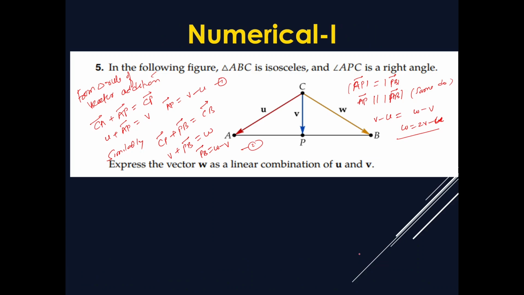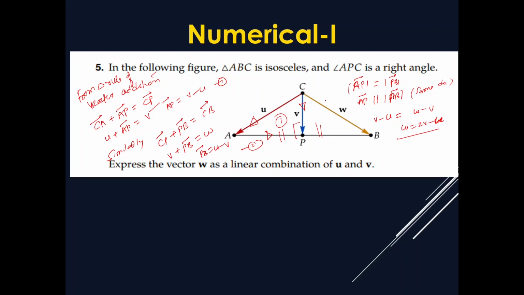Now, let's try to solve a numerical based on the vector addition that we have just learned. We just need to express the vector W in terms of U and V. Now, this ABC is an isosceles triangle and APC is a right angle. So, that means this particular thing are equal. From this particular triangle 1, you can see that CA plus AP would be CP. So, U plus AP equal to V. So, AP can be written as V minus U.